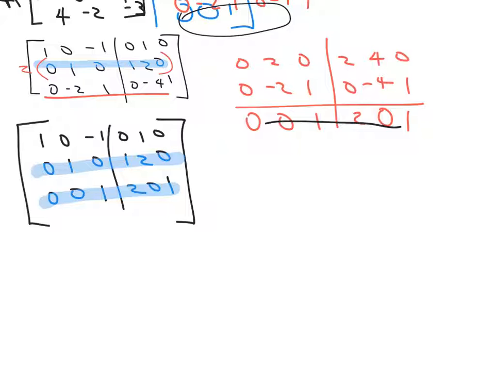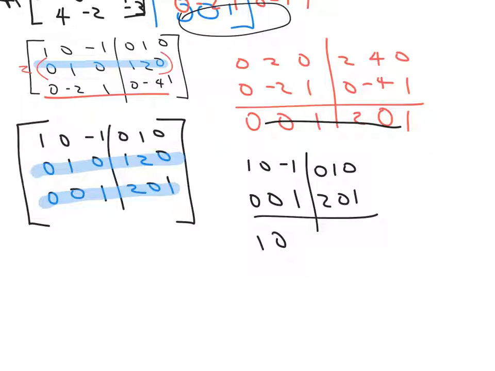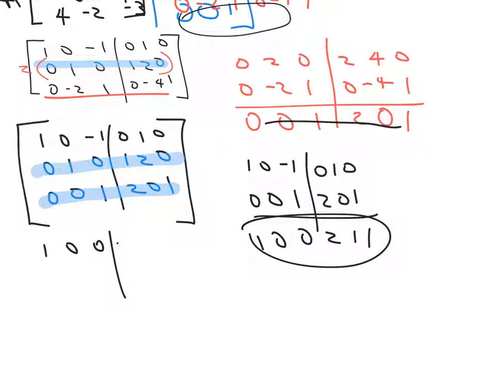Okay, so let me write this as my first row and my third row. 1, 0, 0, 2, 1, 1. This is my new first row. My second row, which I have locked, so I know it's all correct. My third row is locked, so I know it's all correct.